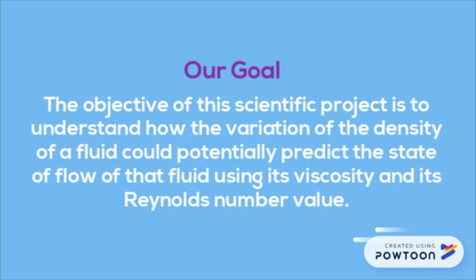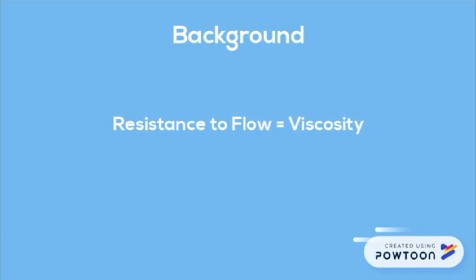Our goal for this experiment is to understand how the variation of the density of a fluid could potentially predict the state of flow of that fluid using its viscosity and its Reynolds number value. So basically, viscosity just means the resistance to flow. There's three different types of viscosities: simple viscosity, dynamic viscosity, and absolute viscosity. For this project, we'll just be using dynamic.